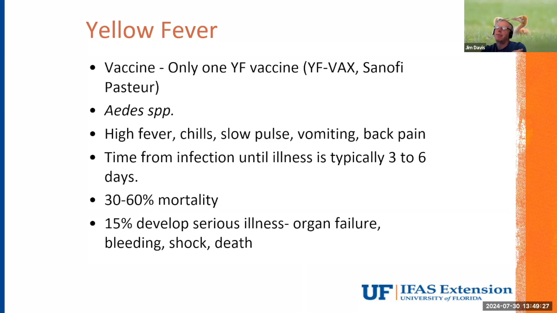So we don't have yellow fever here, but I'm going to talk about it because this is a pretty interesting disease. There is only one vaccine approved in the U.S., which is the one I put up there. I got that off the CDC. Aedes aegypti, the yellow fever mosquito, is the same one that vectors dengue and chikungunya. That's a pretty amazing mosquito. Symptoms: high fever, chills, 30 to 60% mortality, and 15% develop serious illness, organ failure, bleeding, shock, death. So this is a very bad disease and historically very important.